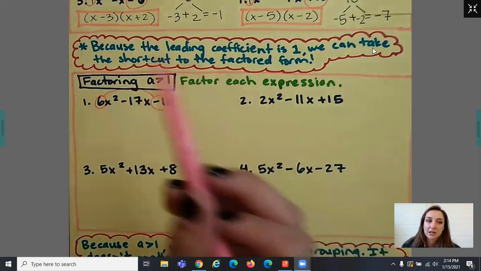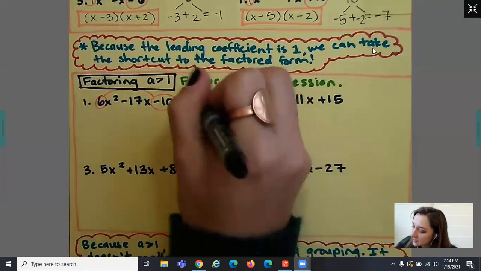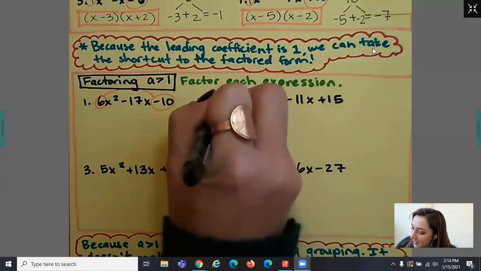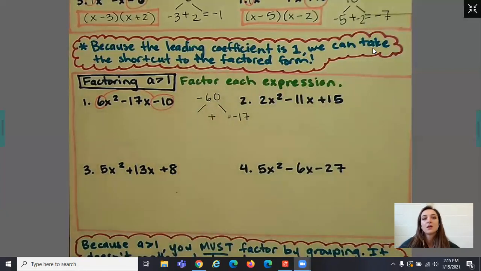So maybe I need to start saying that a little differently. But 6 times -10 is -60. And I want two factors of -60 that add to give me the number in the middle, which is -17. Factors of 60 are 1 and 60, 2 and 30, 3 and 20, and 5 and 12. So we can either use 3 and 20 or 5 and 12 to get to -17.